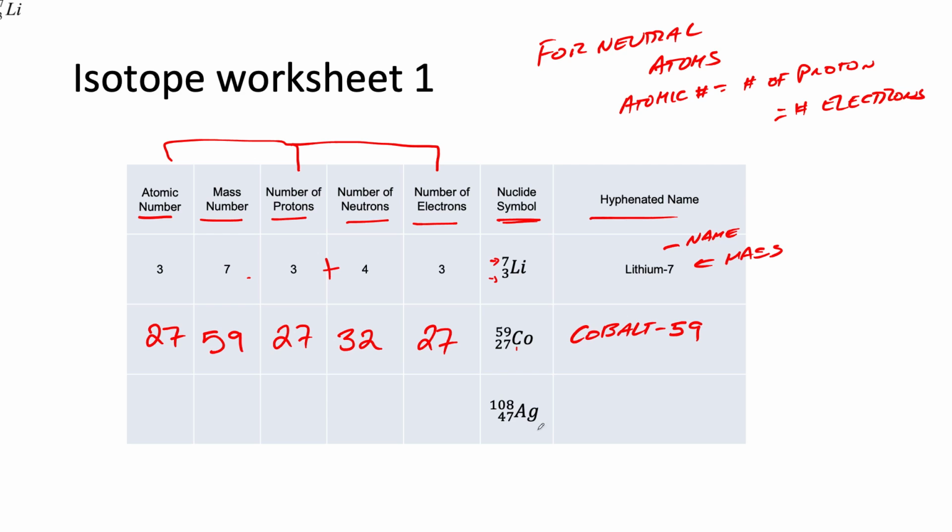All right, let's look at this nuclide symbol. We have 47 for the atomic number. That gives me the same number of protons and the same number of electrons. 108 is the mass. And 108 minus 47 should give me 61. That's the number of neutrons. This is silver. This is how solving this worksheet works.